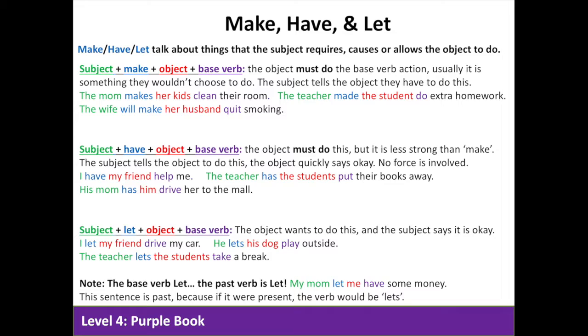You have to also remember that the base verb let is the same as the past verb let. For example, my mom let me have some money. In this sentence, we know that this is the past because if it were present, the verb would be lets. Take a moment to pause the video and practice using these verbs in sentences of your own.